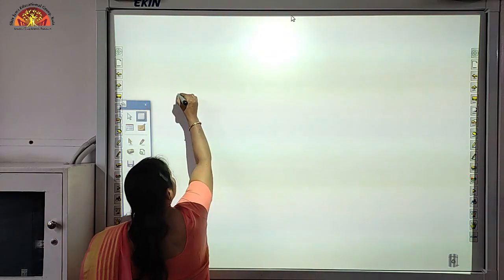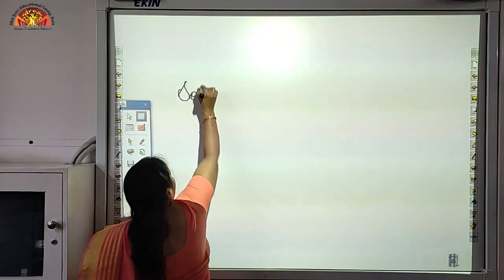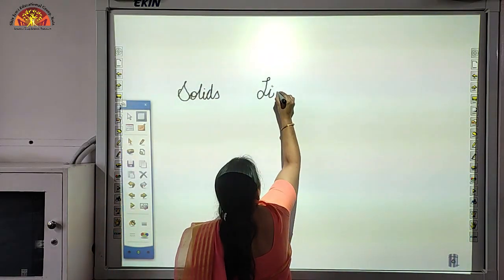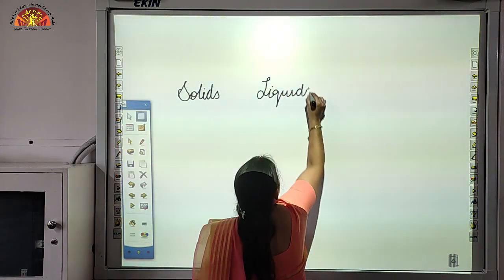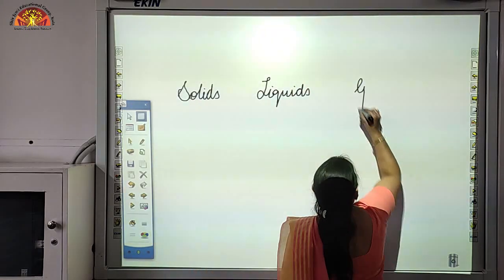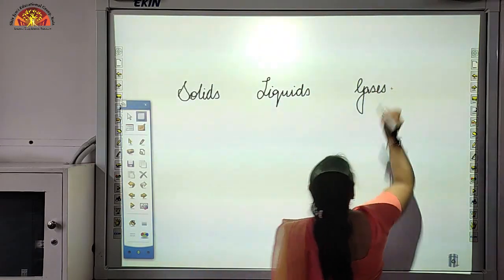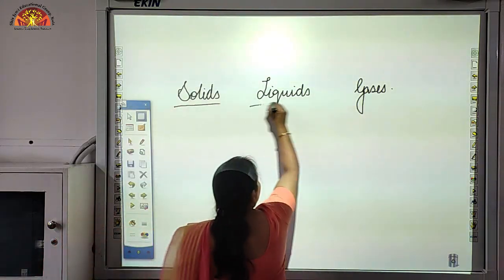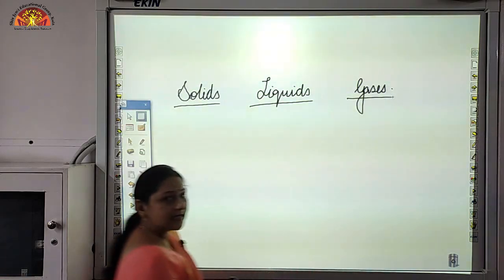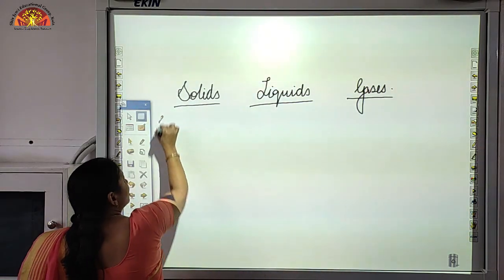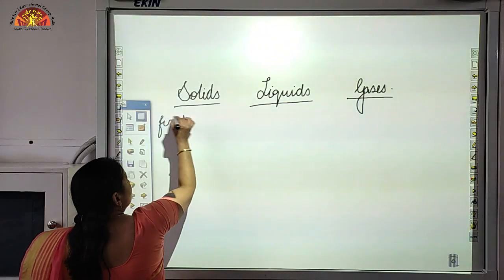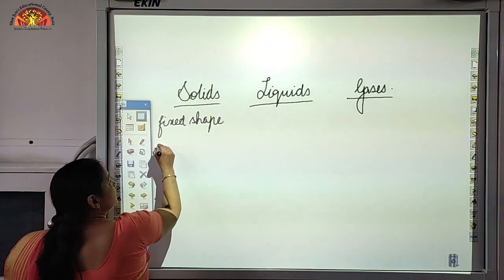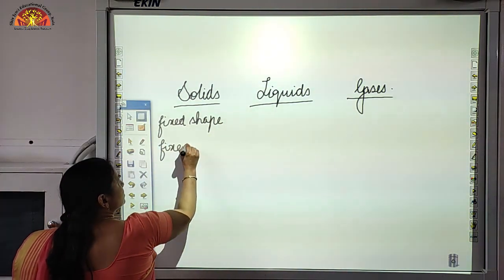So, let us take up the difference. What is the major difference between solids, liquids and gases? Yes, solids have a fixed shape and fixed size also.